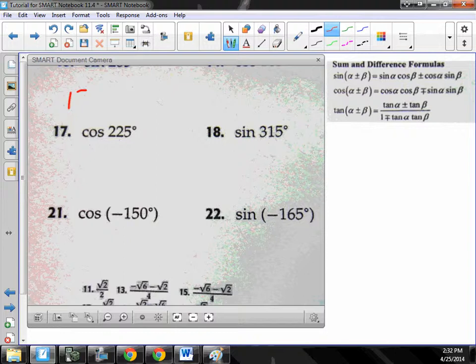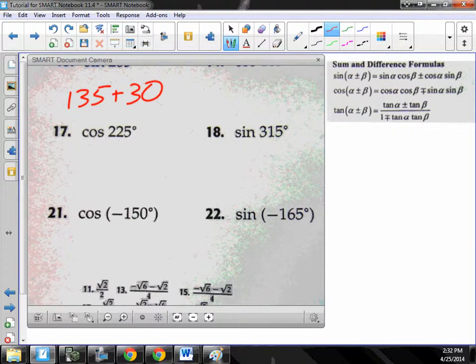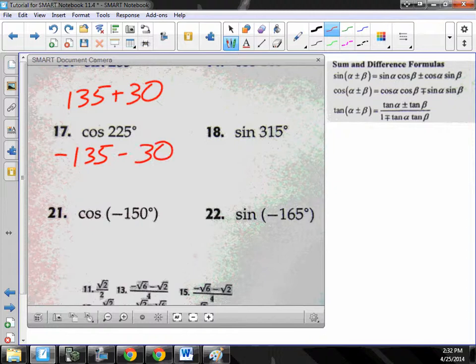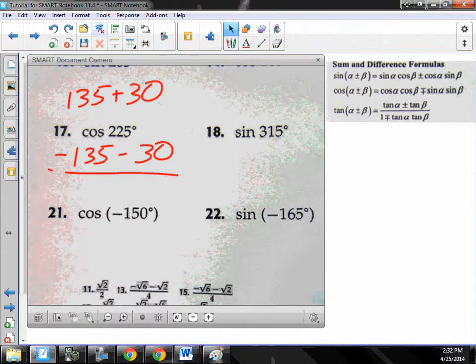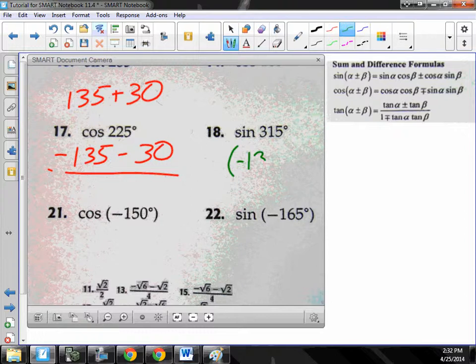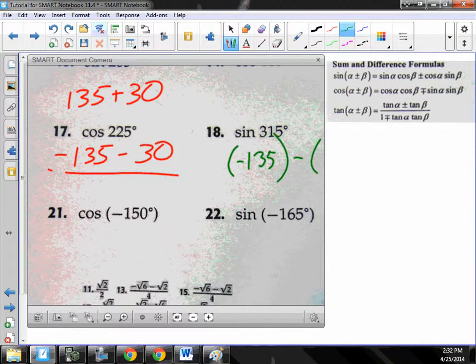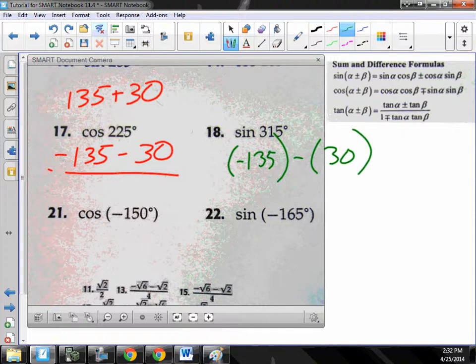So we could do 135 plus 30. So how would we create negative 165? Negative 135 minus 30. Now, there's a trick here. Is this a sum or is this a difference? It depends on how you set it up. I can write this same thing two different ways. I can say the angle negative 135 minus the angle 30. This is a difference.